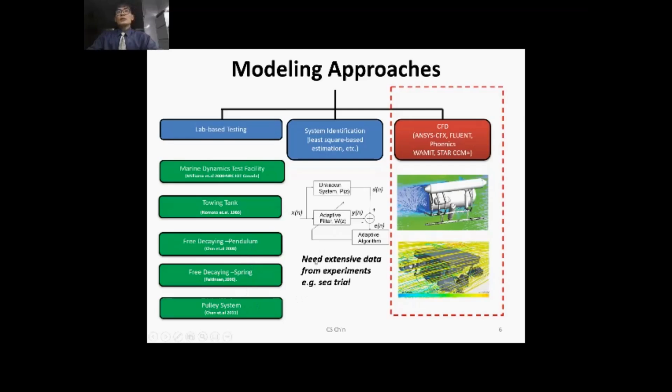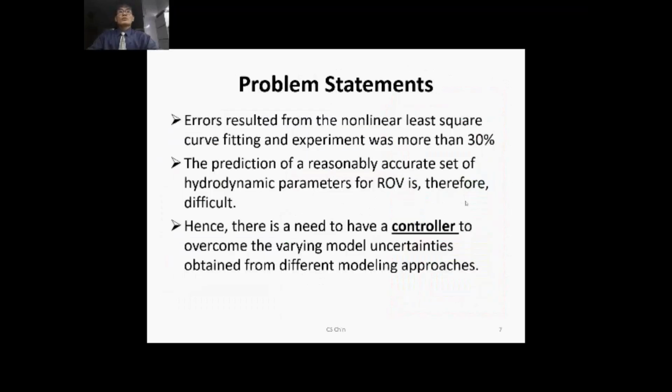And you can see that all these need extensive data from experiments and sea trials, especially for the system identification process. Although the last approach using CFD is more suitable, please take note that there's an error of sometimes more than 30%. So what are we going to do today? So for the problem statements, the error resulting from the nonlinear least square curve fitting and experiment was more than 30%. So the prediction of a reasonably accurate set of hydrodynamic parameters for ROV is therefore difficult.